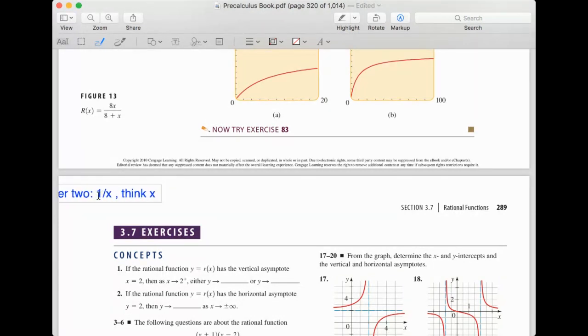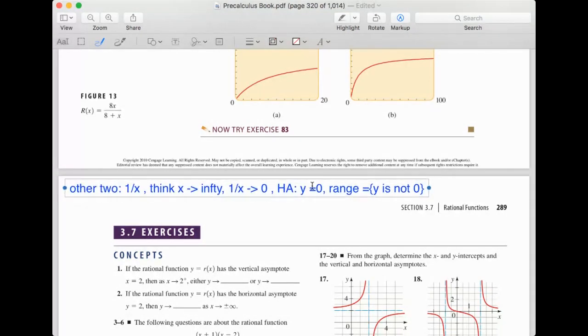Think x goes to infinity, right? Think x goes to be a very, very big number. So that means 1 over x goes to 0. So that means the horizontal asymptote is y equals 0. It means the range is y is not 0, but every other real number. So this is one situation.